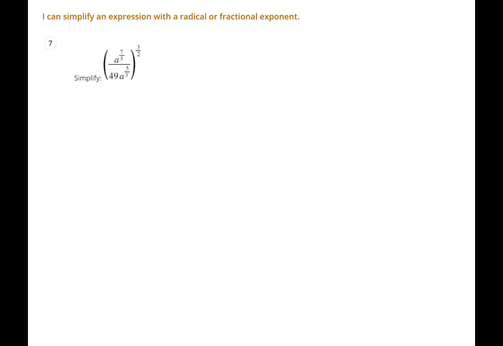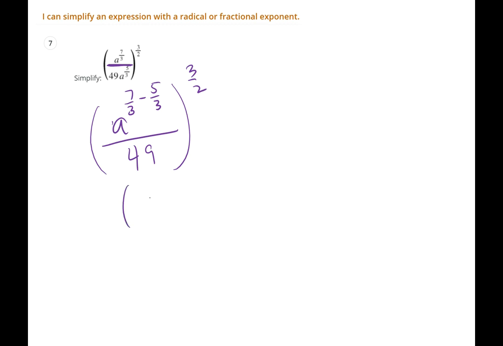All right. I am going to choose to do what's on the inside of the parentheses first. So we know that division turns into subtraction. So I've got a to the 7/3 minus 5/3. We're going to keep that 49 in the bottom. And we've got to the 3/2 power. 7/3 minus 5/3 is a to the 2/3.